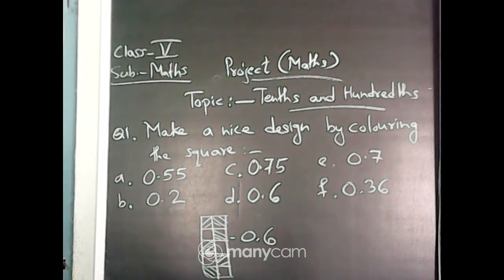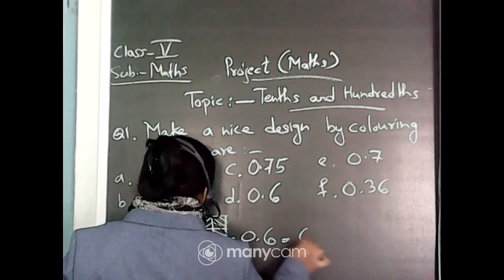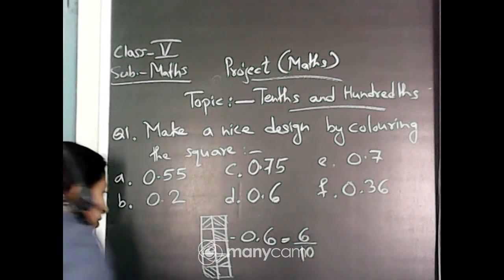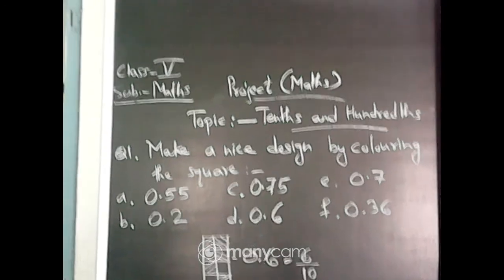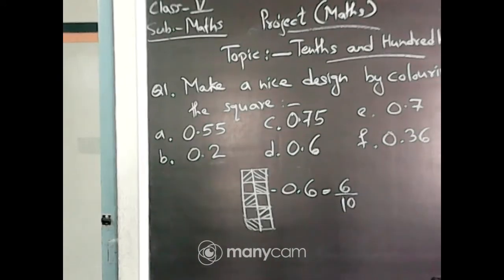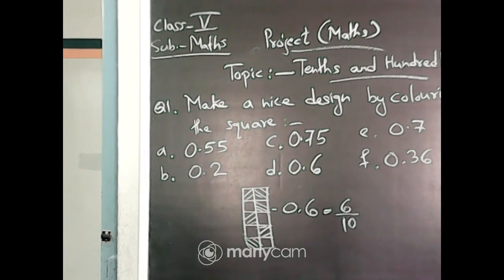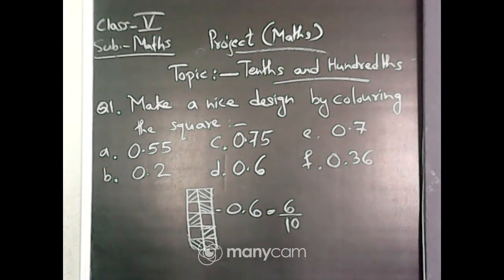Okay, I'm adjusting the camera. Now after this, you will write that 0.6 or 6 by 10. That means out of 10 you are coloring 6. So you have to write it in the point as well as in fraction also. Okay, you have to write it in the point and in fraction also. Now the board is clear to everyone?